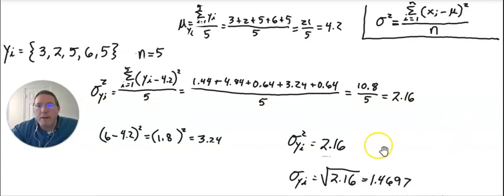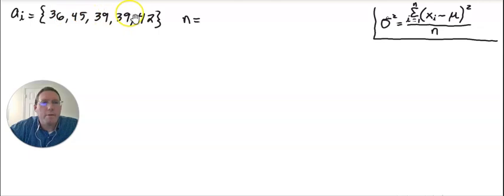Okay, and so we've identified the variance and the standard deviation of this data set right here. Okay, I think we should do probably just one more example. Here's our last data set. These numbers are a little bit bigger. It looks like our n is 1, 2, 3, 4, 5. It's 5 again. That's okay. And so n is 5.